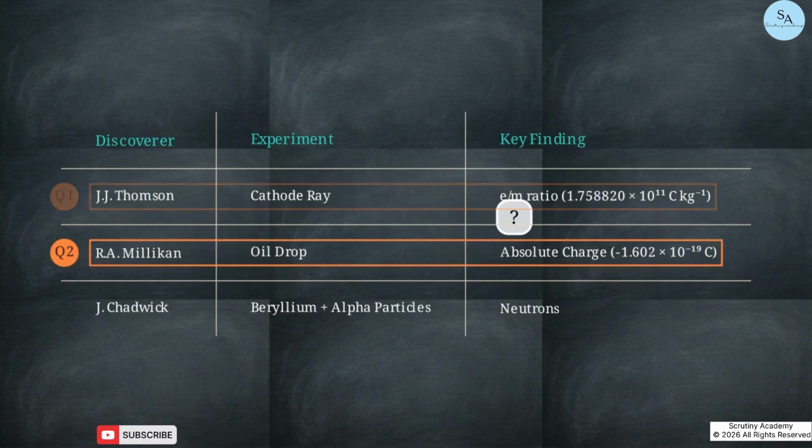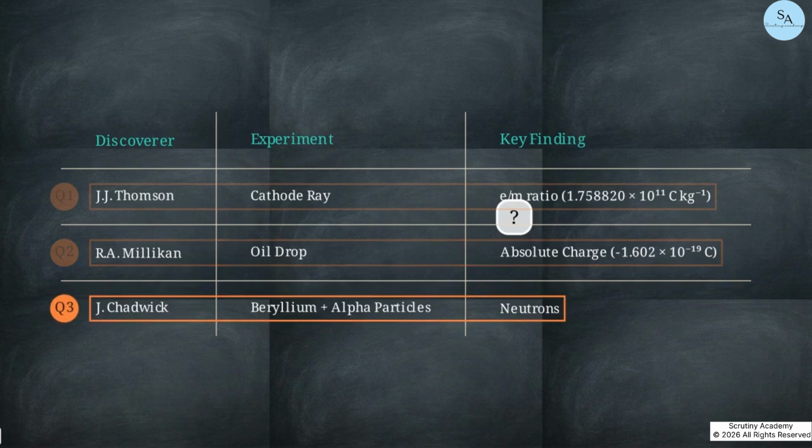Question 2. Who determined the absolute charge of an electron, and through what method? The answer is R.A. Millikan via the oil drop experiment. Question 3. Which particle was discovered by bombarding beryllium with alpha particles? The answer is the neutron, discovered by James Chadwick.